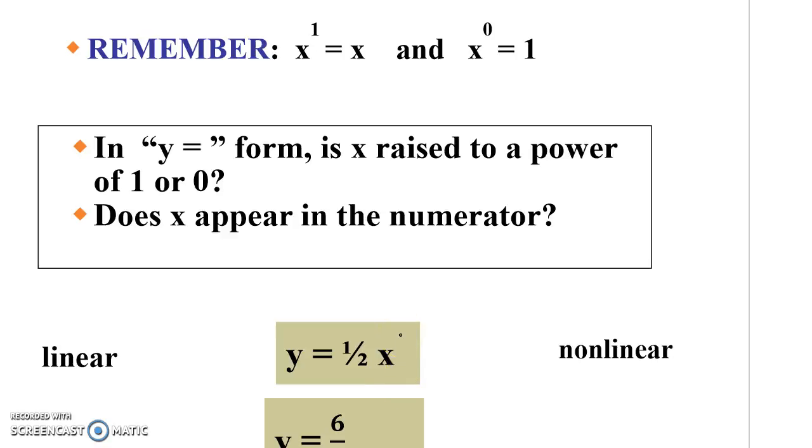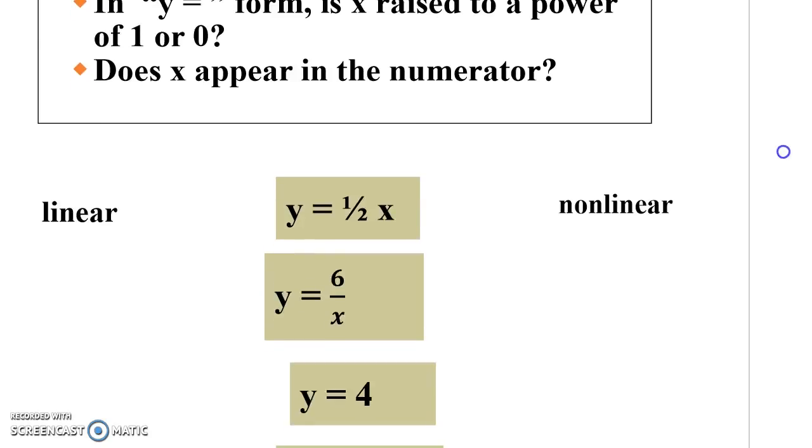So let's review it again. If we're looking at an equation, we want to make sure it's written in the y equals format, that x is raised to the first or the 0 power, and x is not in the denominator, it's in the numerator. So I've given you some equations.